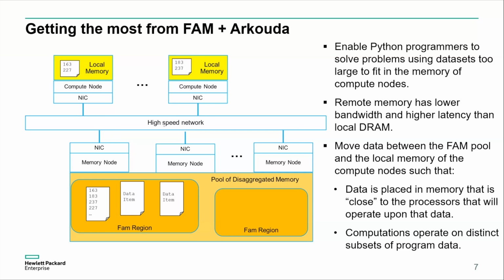So in order to let our Python programmers solve problems that exceed their local memory and get the best performance possible, we want to make it so that when we move data between FAM and the DRAM on the compute nodes, we place the data in memory so that it's close to the processors that will actually do the work. And we also want to make it so that when we do computation, we're operating on distinct subsets of the program data, because that will make it easier for us to do this data placement and to make sure that data is where we want it to be.